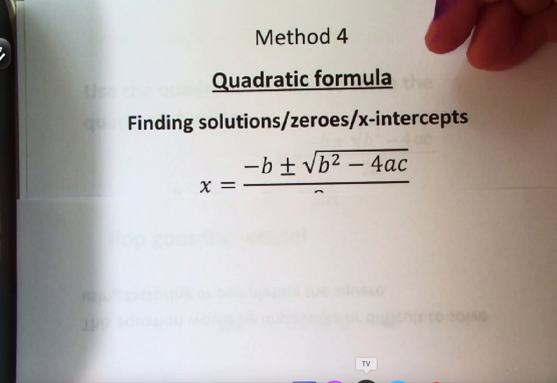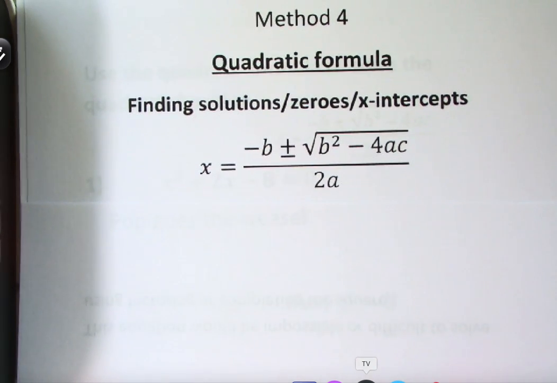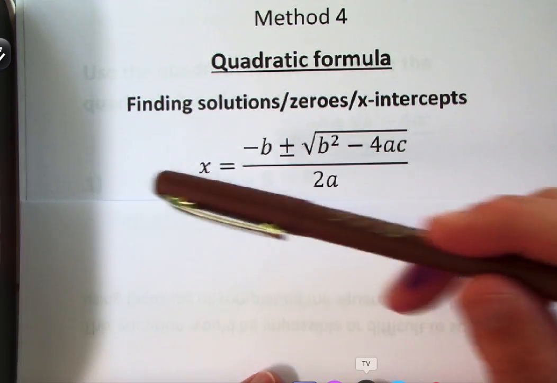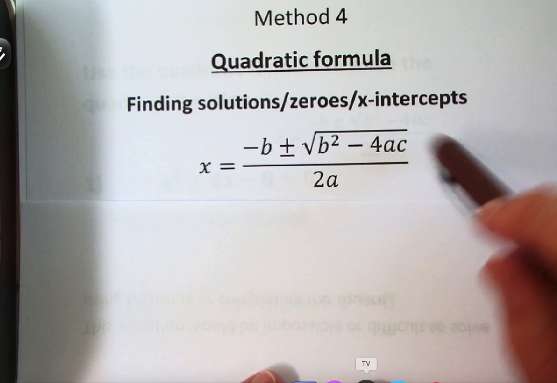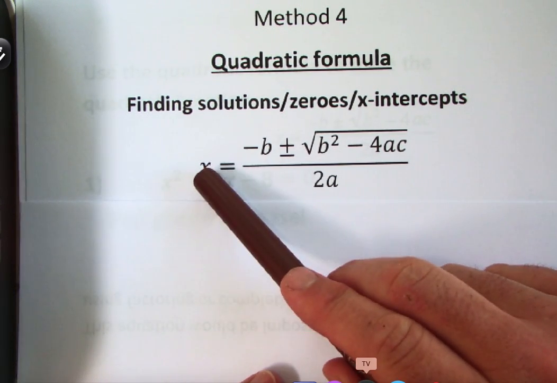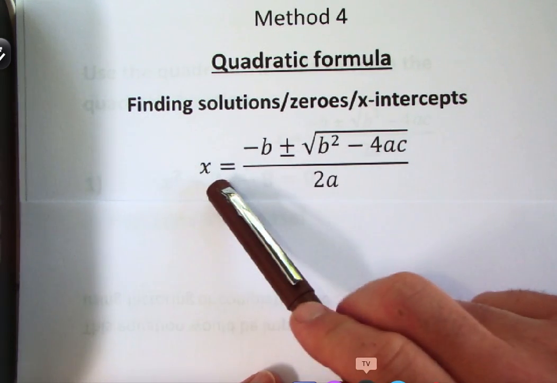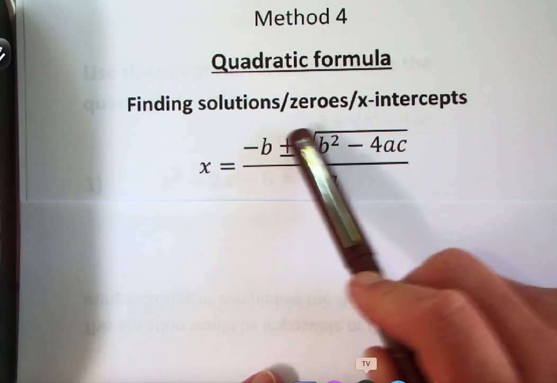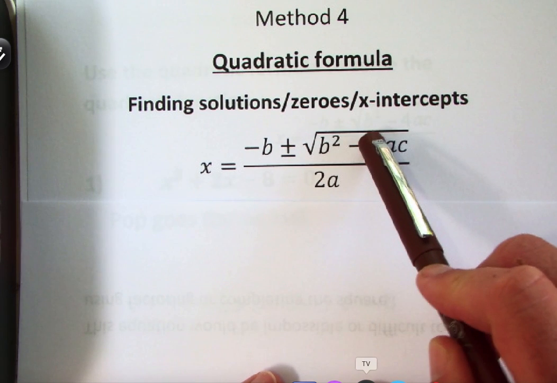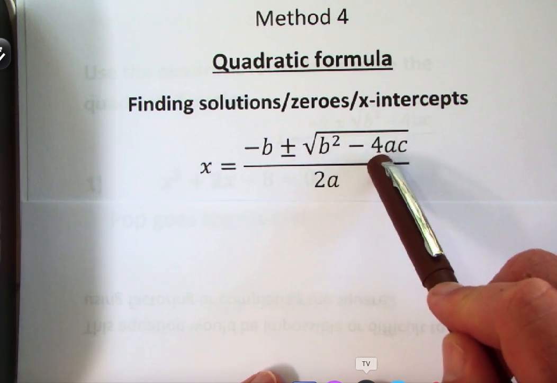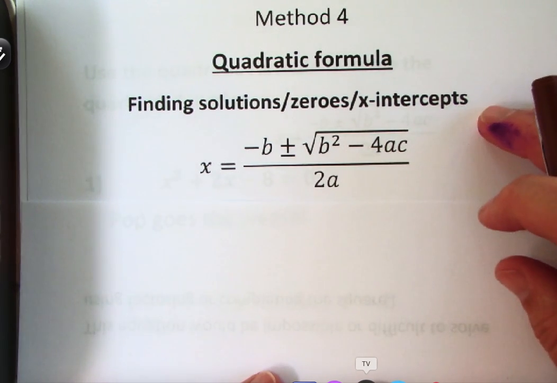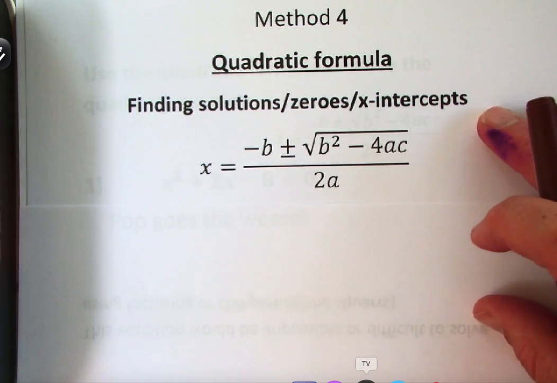Awesome, right? So here it is. Super simple, just like length times width. Or maybe not as simple, right? Here it is. This will calculate the x-intercepts, the zeros, the solutions. x equals negative b plus or minus, we've seen that symbol recently, the square root of b squared minus 4ac, all over 2a. That's it. So we use that formula, we can get the solutions.